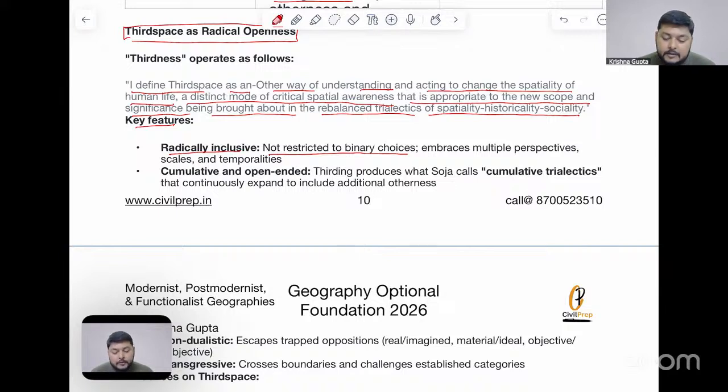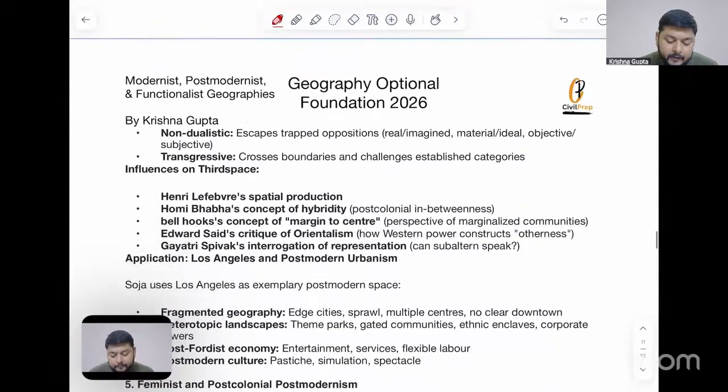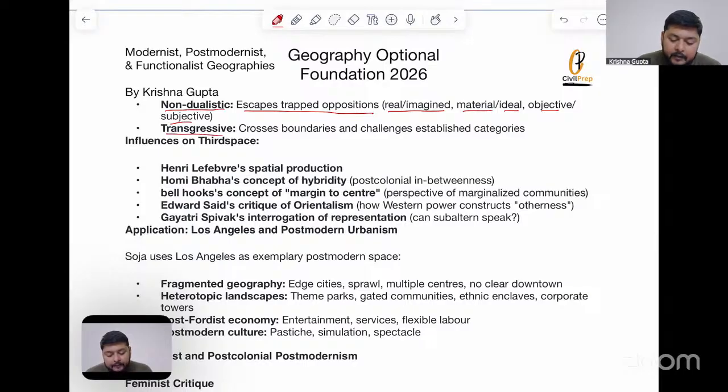So there are more choices provided here. It embraces multiple perspectives, scales, and temporalities. Cumulative and open-ended, thirding produces what's called cumulative trialectics that continuously expand to include additional otherness. Non-dualistic, it escapes trapped oppositions like real, imagined, material, ideal, objective, subjective. So there is no such thing as real or imagined, material or ideal, or objective or subjective here. So this is going beyond this particular aspect. Transgressive, it crosses boundaries and challenges established categories.